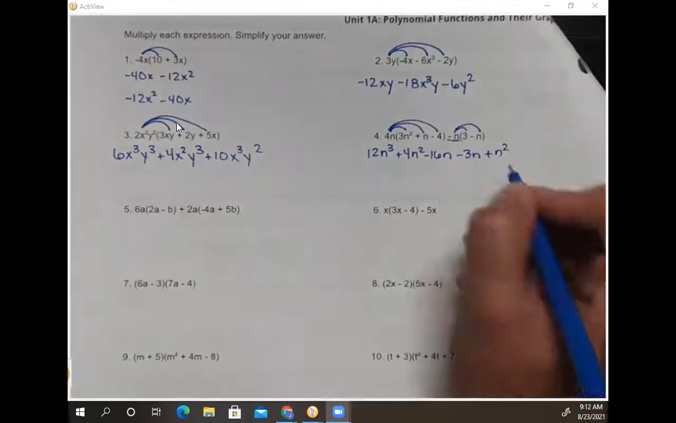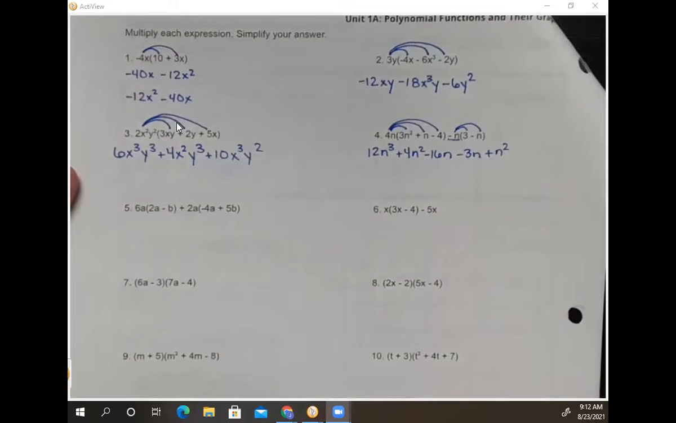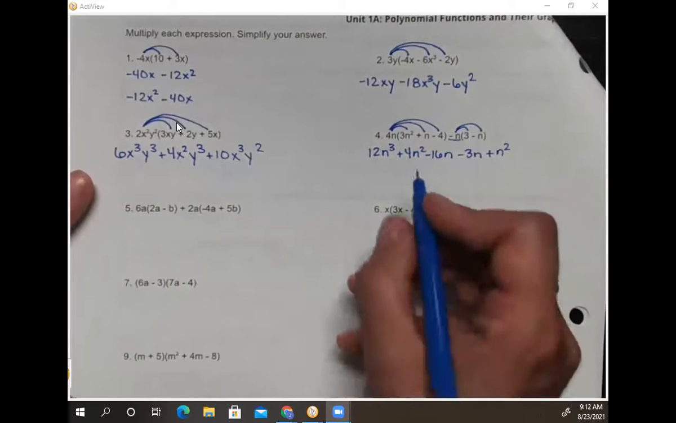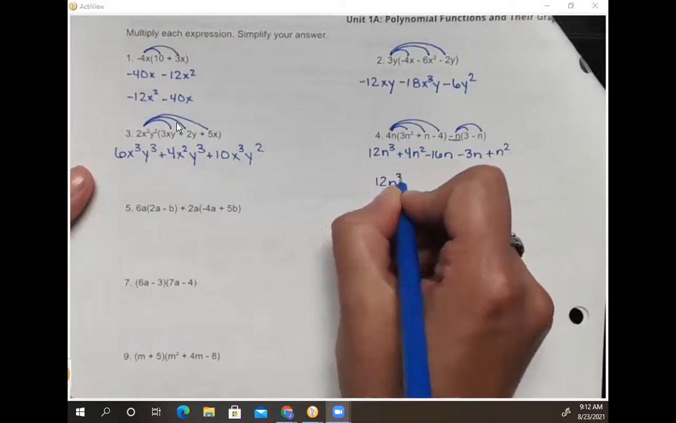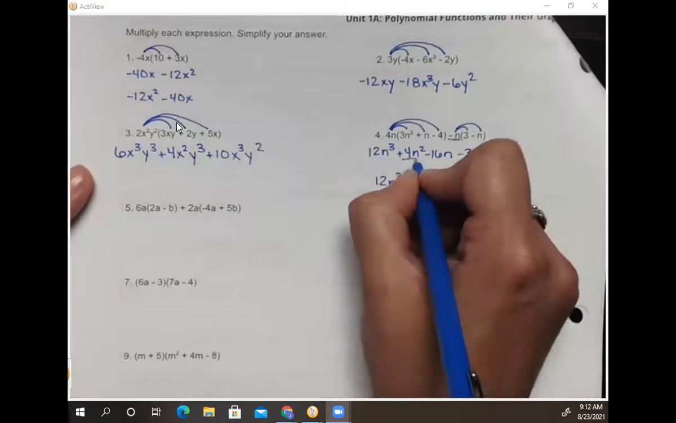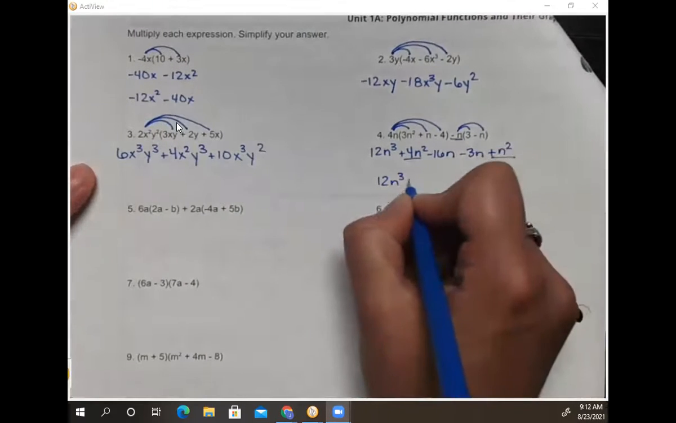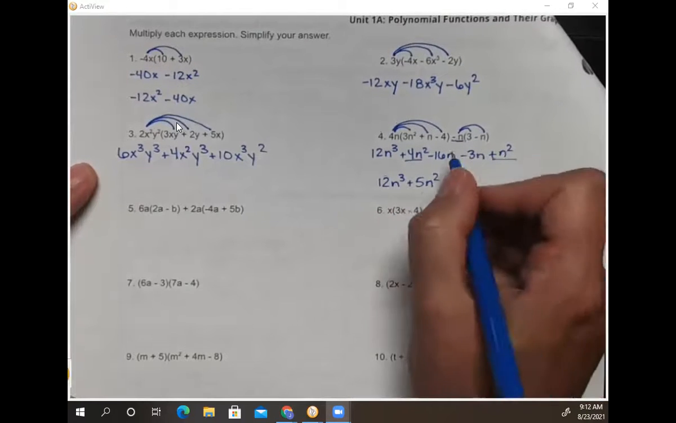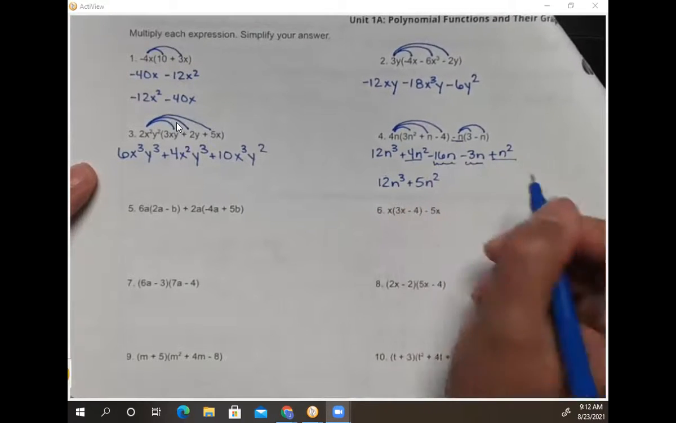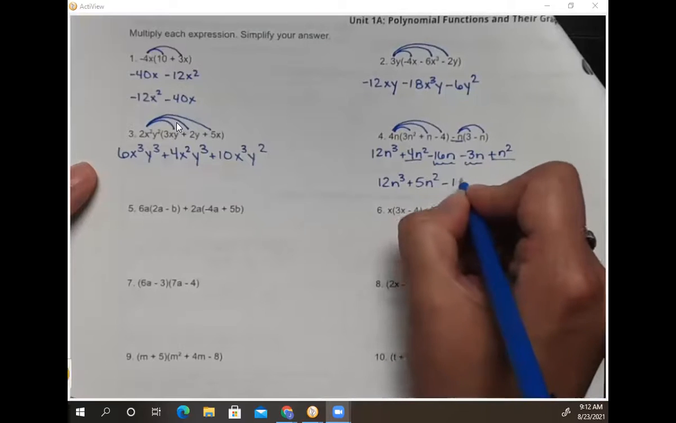Negative times a negative gives me a positive. I do have like terms I can combine here. And since I only have one variable, I am going to give my final answer in standard form. So this is my only n cubed term. So I'm going to leave that guy in front. I have 4n squared plus n squared. That'd be plus 5n squared. And then minus 16n minus 3n would give us minus 19n.